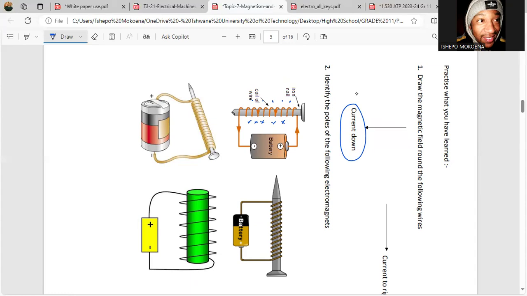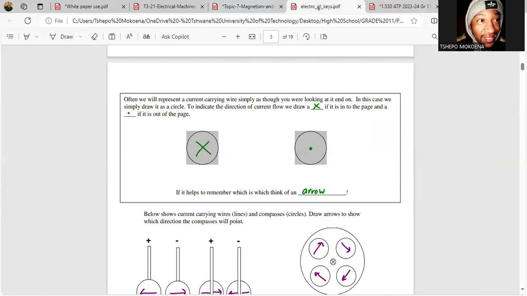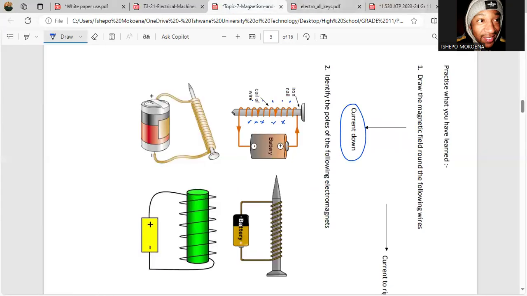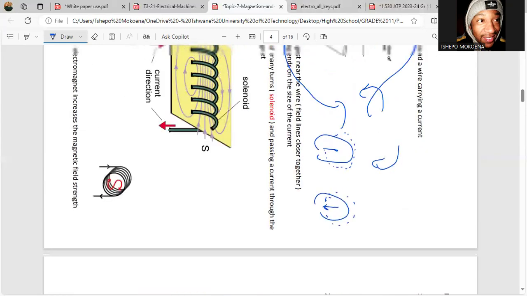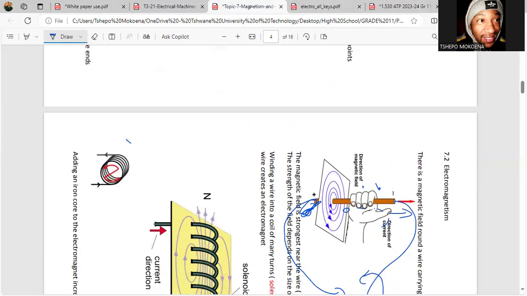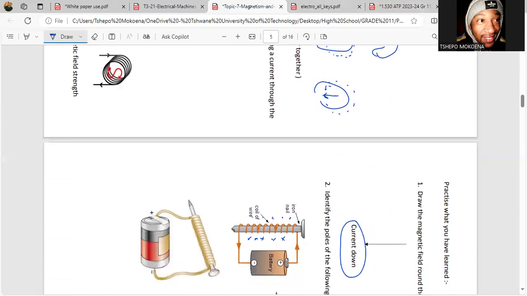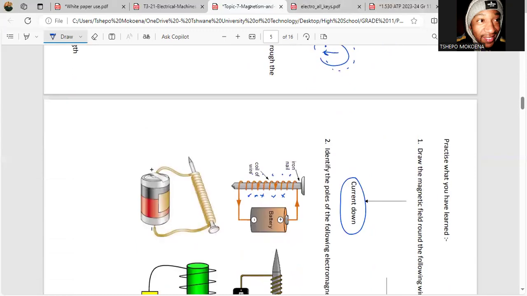And then remember, these are the curled fingers, like I said here. You have your curled fingers like this, wrapped around your solenoid. They went into the page and they went out here. And then it was up at the back of the nail, and in front, it was down. Right? Okay. Imagine like your hand is there. And now look, where is the thumb pointing? Obviously, the thumb is pointing like this.